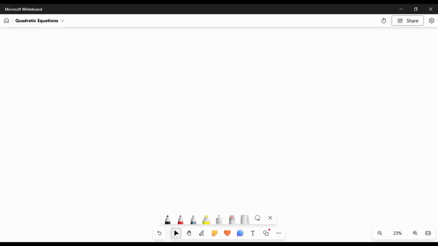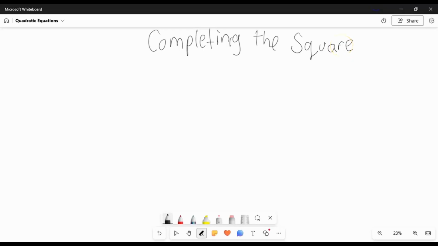Last time we used the factorization method, but today we're going to be using the completing the square method. These are the things you need to know on how to complete the square. You can be asked to write it in the form a(x plus b) whole square plus c, or you can be told to solve for x.